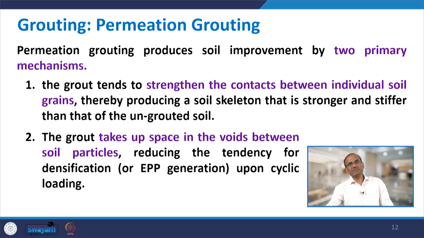Permeation grouting produces soil improvement by two primary mechanisms. The grout tends to strengthen the contacts between individual soil grains, thereby producing a soil skeleton that is stronger and stiffer than that of the ungrouted soil.